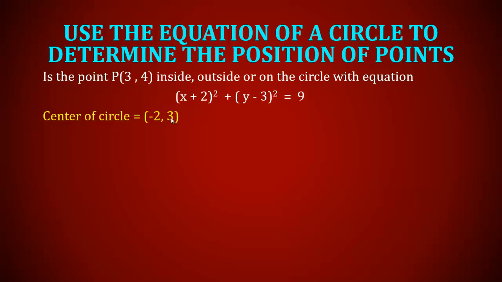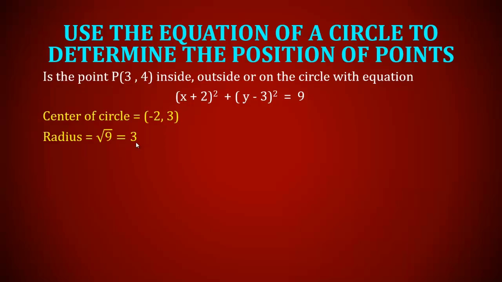What do you think the radius is? Well, it's the square root of 9, because remember, in the equation it's radius squared, so we have to take the square root of that number. The square root of 9 is 3. So now we've got the center of the circle and we have the radius. Now we have to find out if that point is inside, outside, or on the circle.